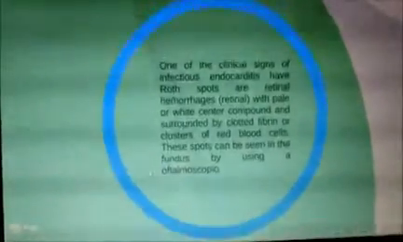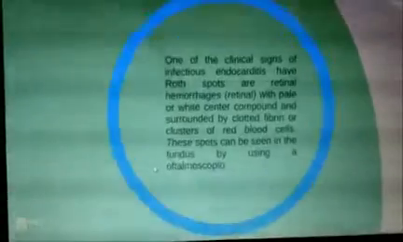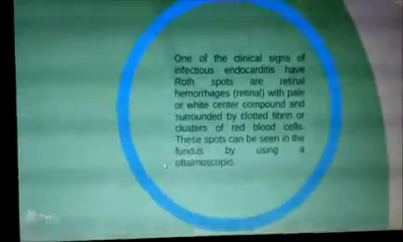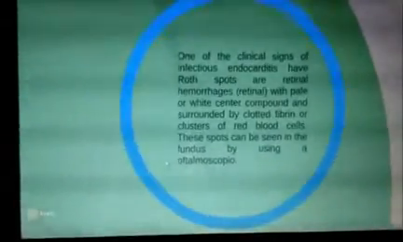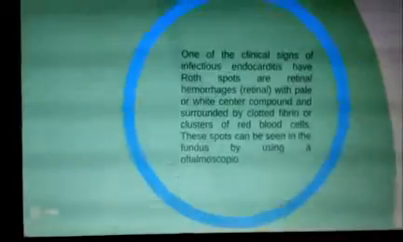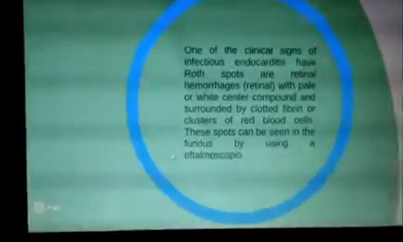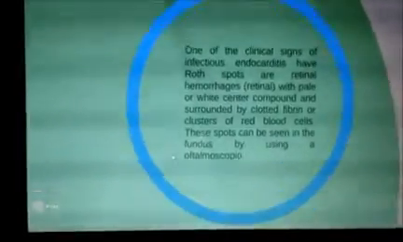One of the clinical signs of infective endocarditis is Roth spots, which are retinal hemorrhages with a pale or white center, surrounded by clotting fibrin or a cluster of red blood cells. These spots can be seen in the fundus by using ophthalmoscopy.